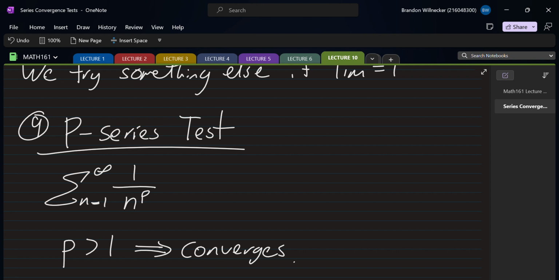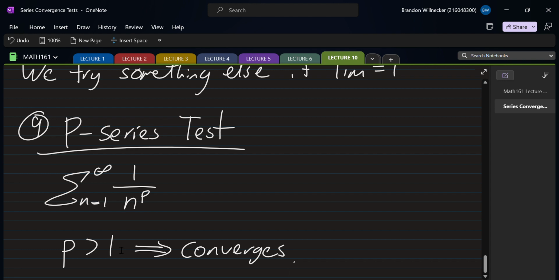Okay, so that's the simplest one. If we have 1 over n, we know that the power is 1. 1 is not greater than 1, so we know it diverges. If we have 1 over n squared, 2 is greater than 1, so that means it converges. If you're using this P-series test, you need to tell me what the value of P is. You need to show that it's greater than 1, and then that means it converges.